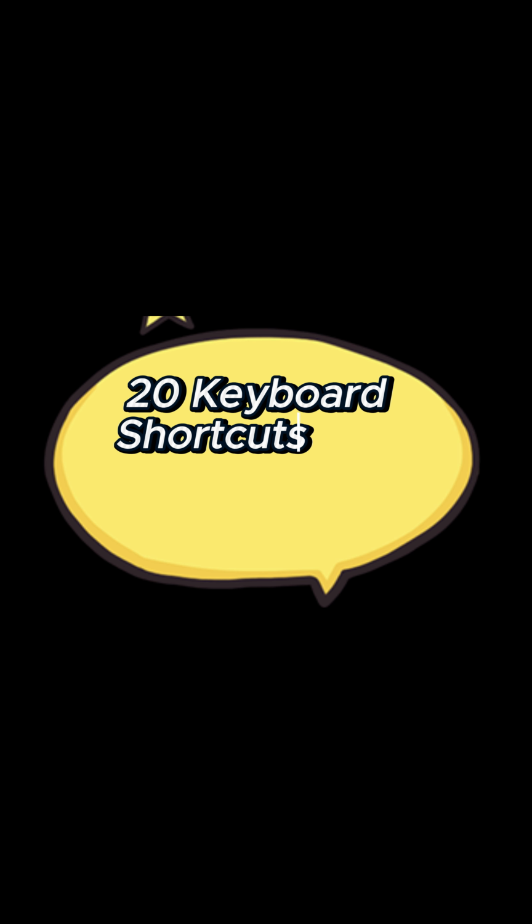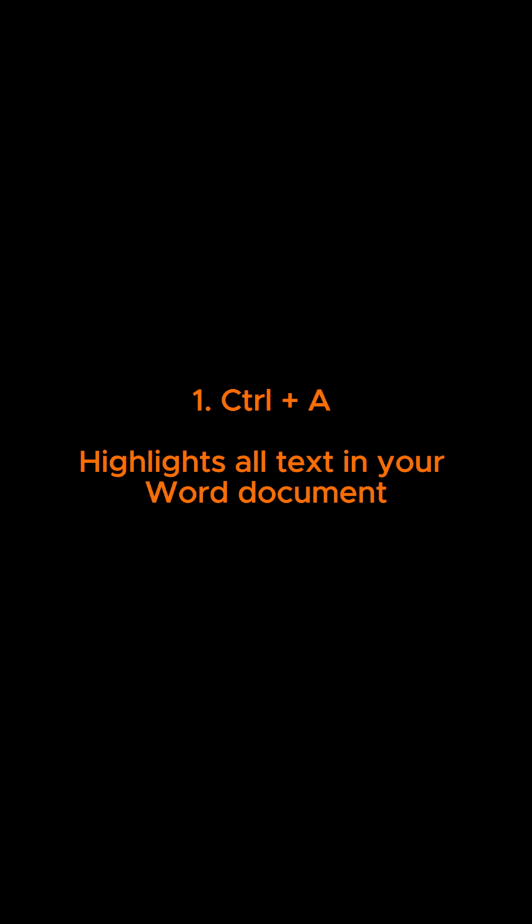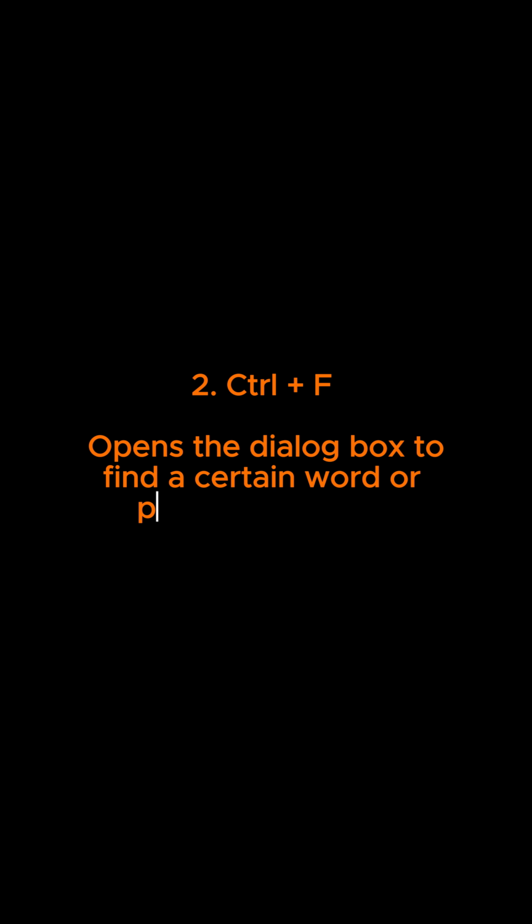20 keyboard shortcuts you're a moron for not using. 1. Ctrl+A highlights all text in your Word document. 2. Ctrl+F opens the dialog box to find a certain word or phrase in the text. 3. Ctrl+C copies the highlighted text to the clipboard for later use.